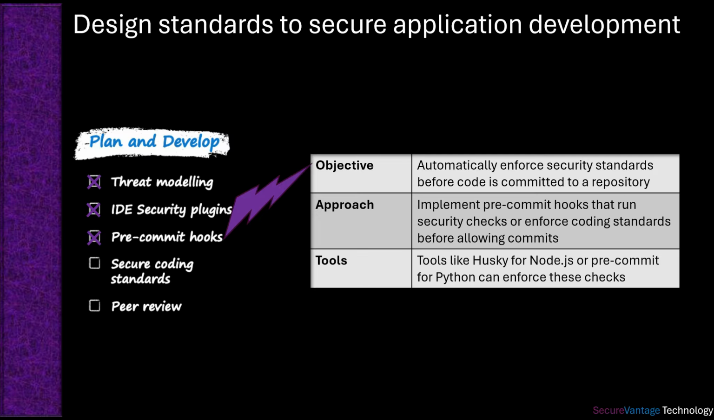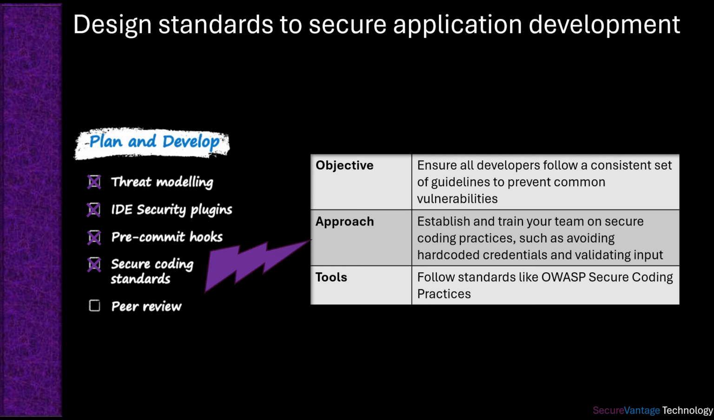The objective of pre-commit hooks is to enforce security standards automatically before code is committed to a repository. You as a cybersecurity architect promote implementation of pre-commit hooks that run security checks or enforce coding standards before allowing commits. Tools like Husky for Node.js or pre-commit for Python can enforce these checks to achieve the objective.